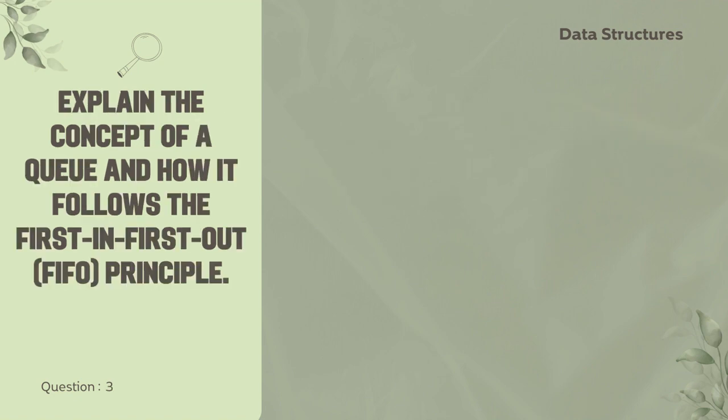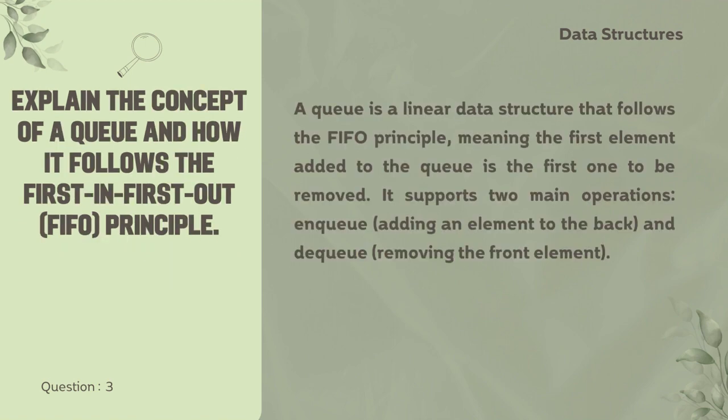Explain the concept of a queue and how it follows the first in first out principle. A queue is a linear data structure that follows the FIFO principle, first in first out, meaning that the first element added to the queue is the first one to be removed. It supports two main operations: enqueue, that is adding an element to the back, and dequeue, removing the front element.